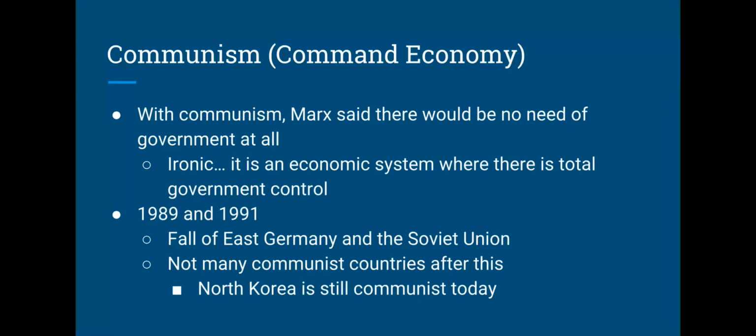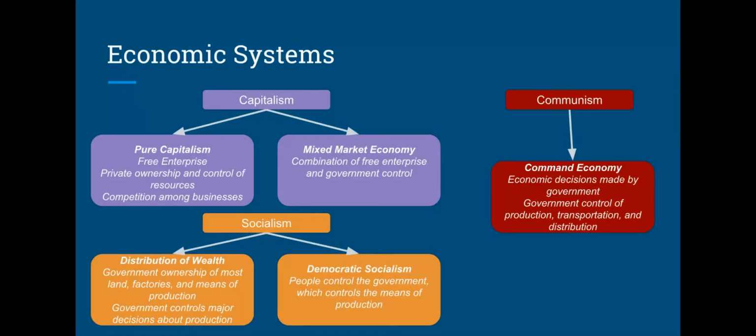In 1989 and 91, you had the fall of East Germany and the Soviet Union. After that, there really aren't many communist countries that still exist today. One major exception would actually be North Korea. Here you can kind of see socialism and communism. I know we haven't really talked about capitalism a whole lot yet, but we'll get to that in a second. But you can kind of see how wealth is distributed and what the economy looks like within these diagrams.